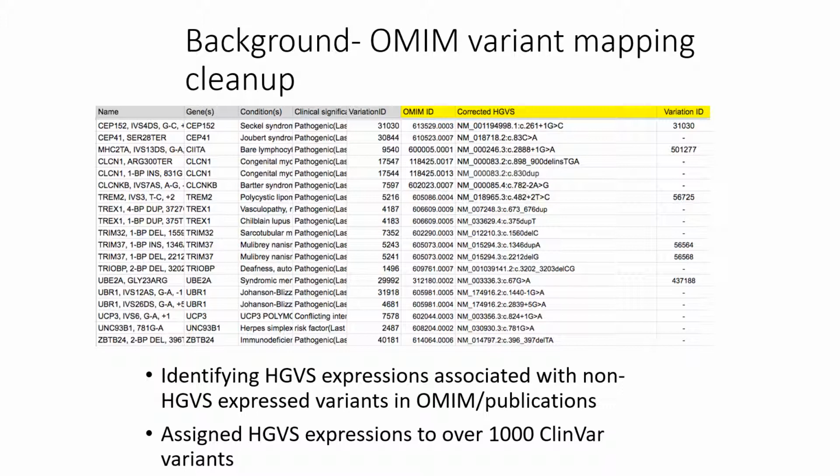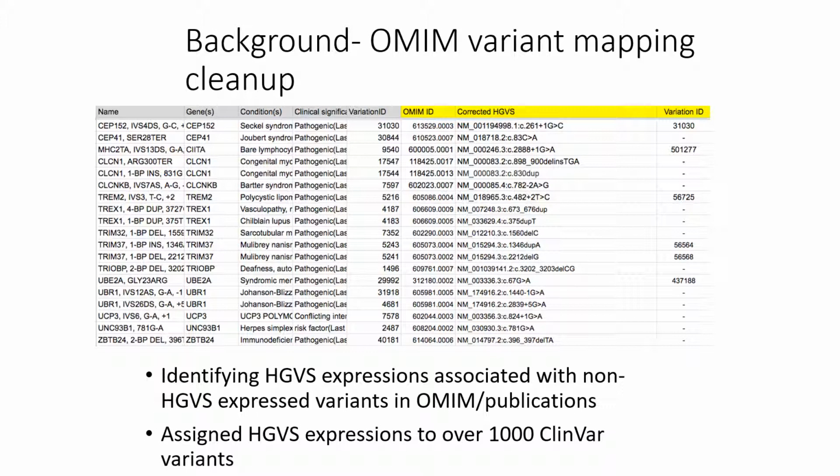Recently, I've been working on a project attempting to manually map all of the variants in OMIM that are not currently associated with HGVS expressions to the HGVS nomenclature. So far, we've assigned HGVS expressions to over 1,000 ClinVar variants. As you can see in the leftmost column here, these variants are described as one base pair deletions, or P. expressions, or IVS expressions.